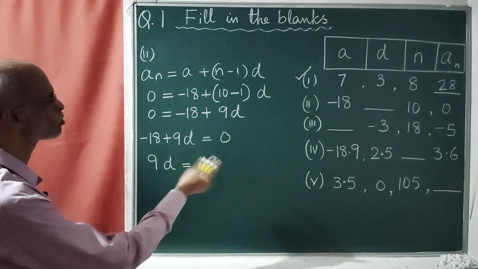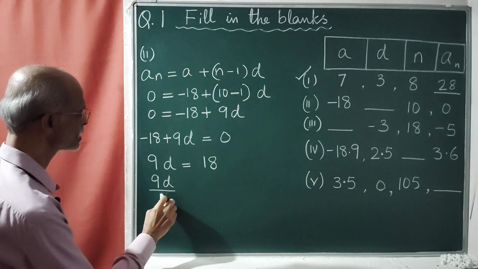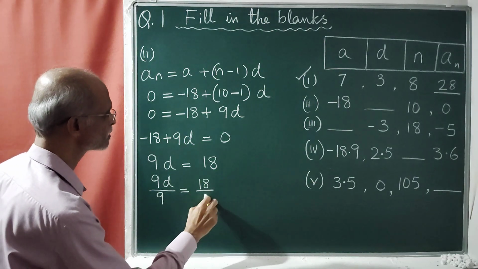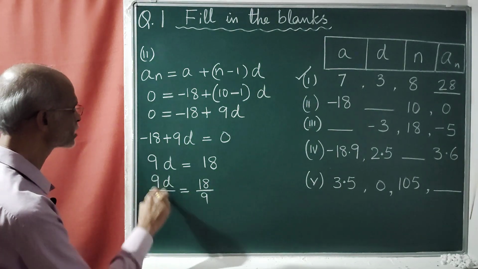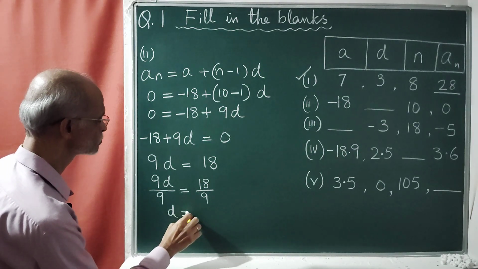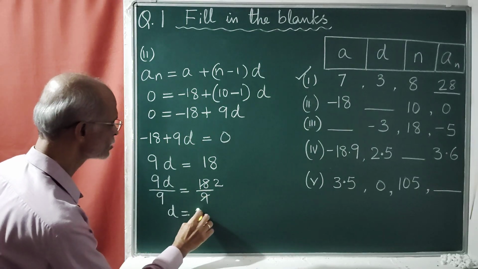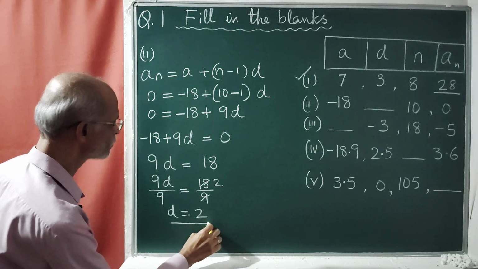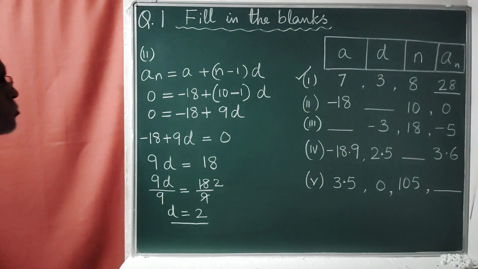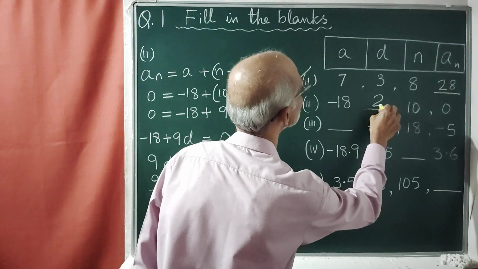I'll divide both sides with 9. So 9D by 9 is equal to 18 by 9. So 9 got cancelled there. D is equal to 9 2s are 18. So D is equal to 2. The value of D is 2. So we will fill the blank now. Value of D is 2.